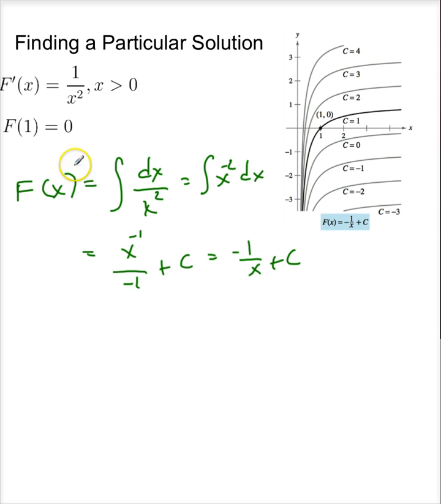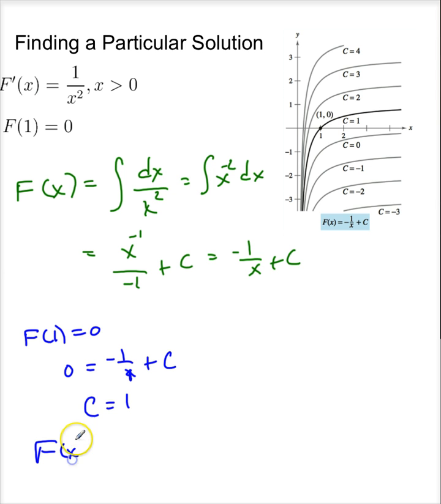The next step is I'm going to use my initial conditions. I know f of 1 is 0. So f of 1 is 0 means 0 is equal to minus 1 over 1 plus c. Solving this for c, c is plus 1. So my particular solution is f of x is equal to minus 1 over x plus 1. Now, I've already been told that x has to be positive, so it never hurts to go on and restrict your domain there.